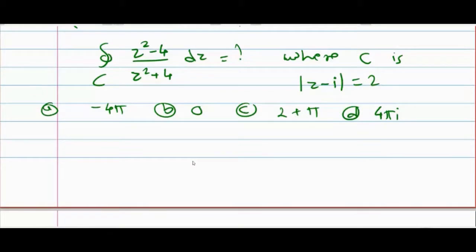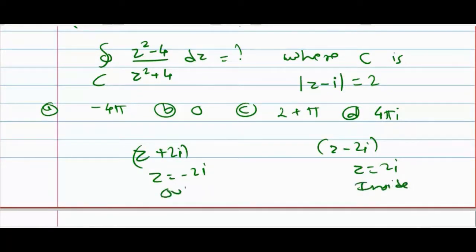Okay, A is the answer. I got disconnected, but I can see two students have given the answer A. A is the answer. Okay. Minus 4 pi is the answer. Quickly, I will calculate. So z plus 2i, z minus 2i are the factors. That means z equal to minus 2i, z equal to 2i. So this is inside, this is outside.